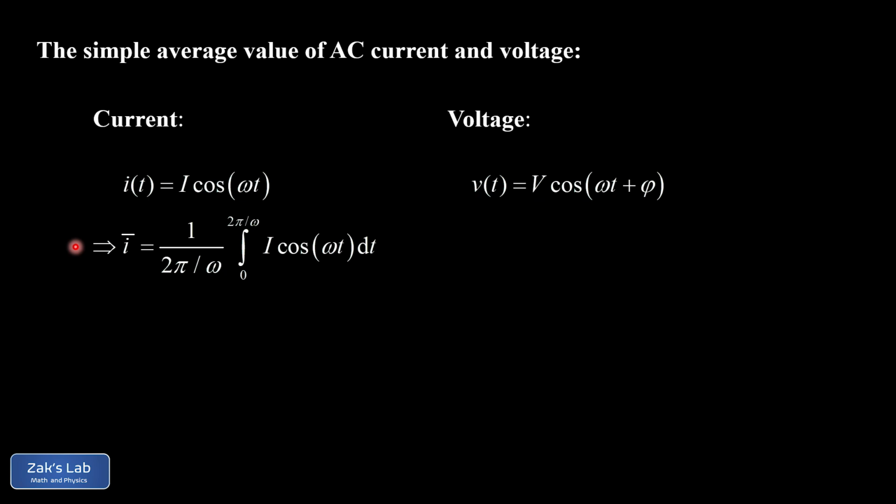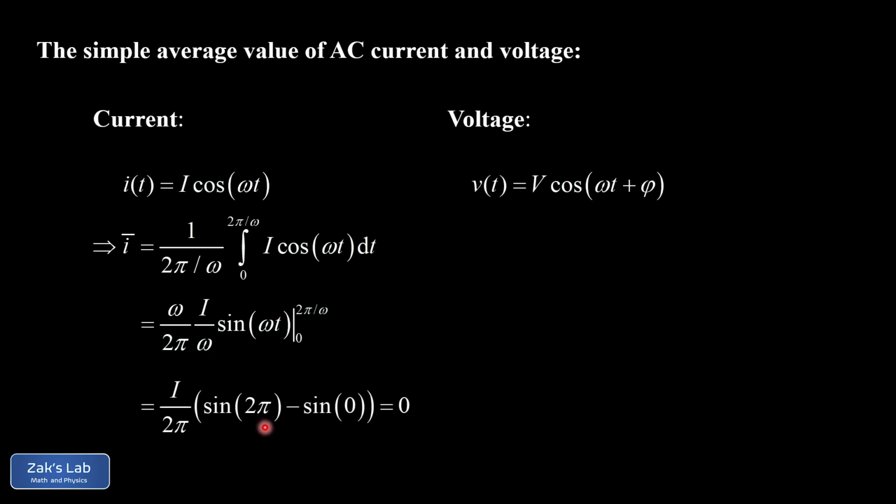And we're going to factor out the I and guess the antiderivative of cosine omega t, which is 1 over omega sine omega t. And now these omegas are going to cancel each other out. But of course, the bigger deal is that when we sub in the upper and lower limits for t, that sine function is going to vanish at both the upper and lower limits. So I have a sine of 2 pi, which is 0, minus a sine of 0, which is also 0, and I get 0 for the average current.